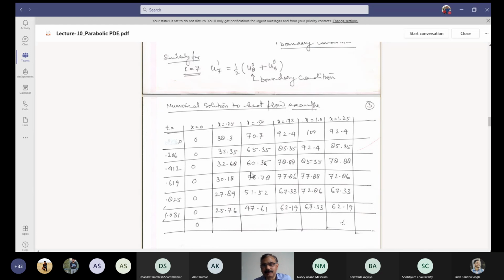For today, this much is more than enough, because your exam is also there. Next, in the parabolic part, will be the Crank-Nicolson method, then the Dufort-Frankel method. So two-three methods are there, that we'll do next time.